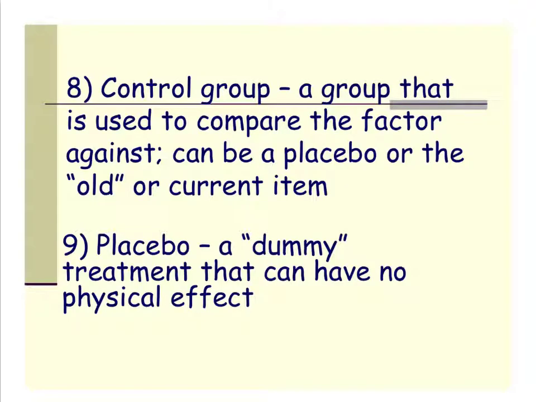And so to avoid situations like the one we just discussed, we want to have these things called control groups and placebos in effect. A control group is a group that's used to compare the factor against, and it can be a placebo or it can be the old or current item. A placebo, you may have heard of before, is a treatment that's really not a treatment at all, and that can have no physical effect whatsoever.